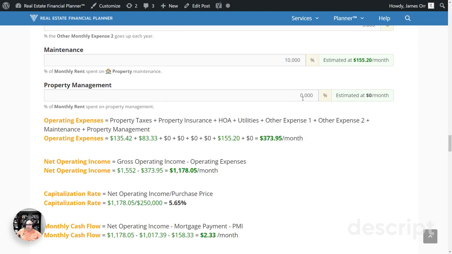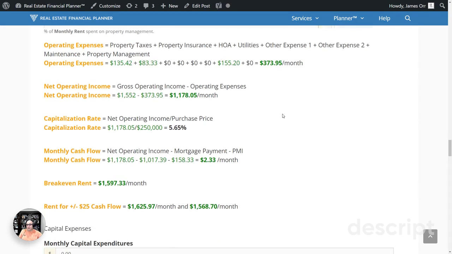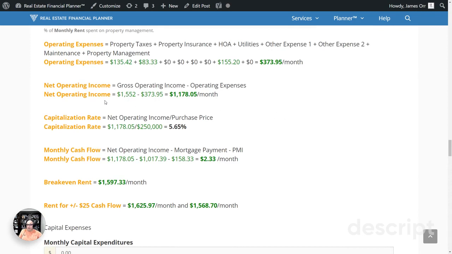If you were going to have a property manager here, you can go ahead and put in a 10% or whatever your property manager is charging you and have the property management fee calculated in there as well. And then we walk through what the operating expenses are: property taxes, plus insurance, plus HOA, plus utilities, plus other expenses, 1 and 2, plus the maintenance and property management of the property. And then we show you what those numbers are. And then the total for the month, $373.95.